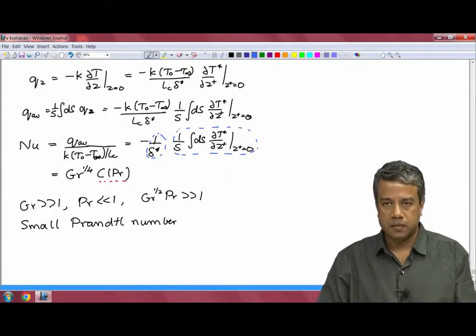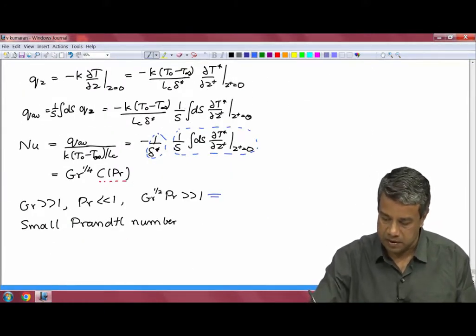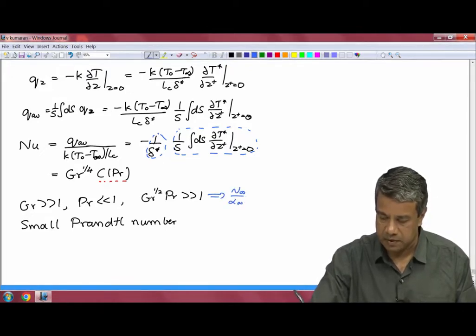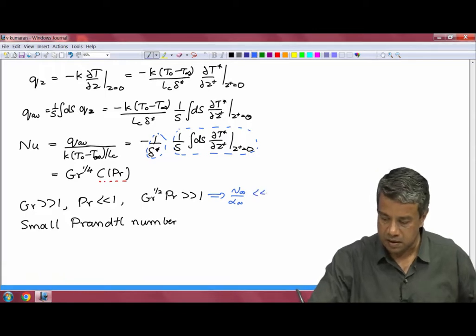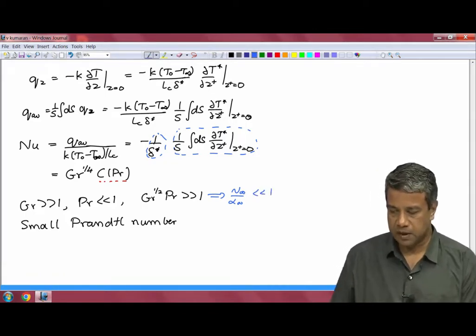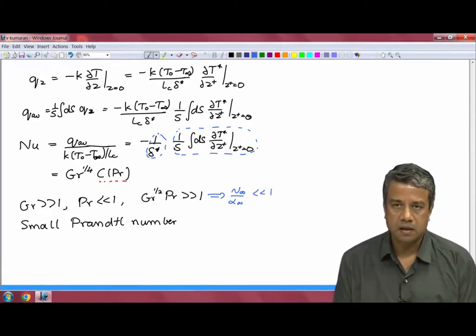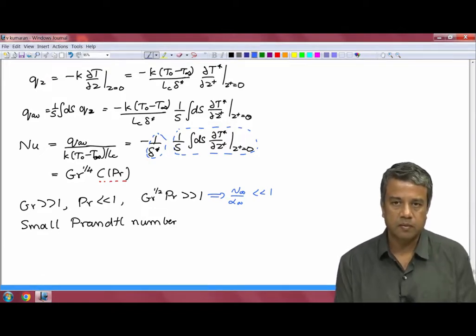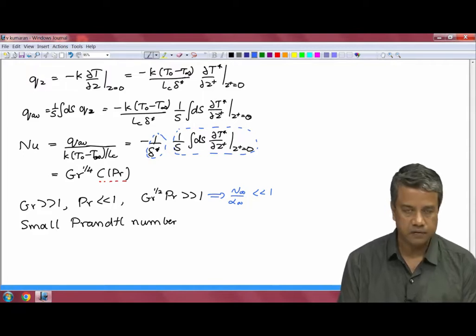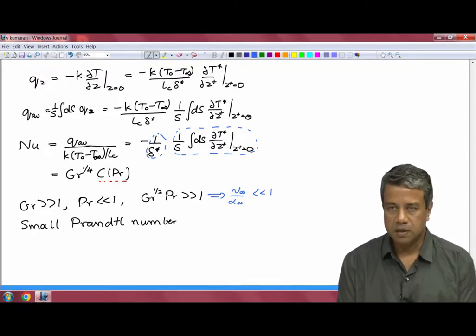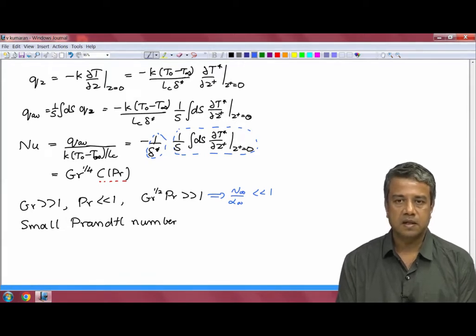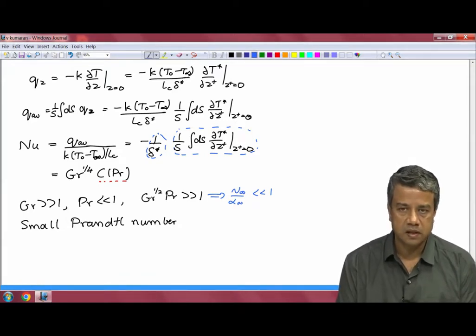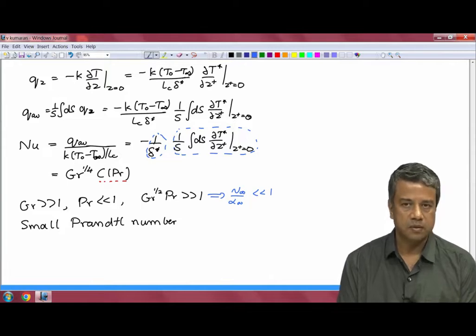What does it mean for the Prandtl number to be small compared to 1? It means that the kinematic viscosity divided by the thermal diffusivity, Cp mu by k, is small compared to 1. That means that the momentum diffusivity is much smaller than the thermal diffusivity. That means that momentum diffusion is much slower than thermal diffusion, and that leads to a much thinner boundary layer in comparison to thermal diffusion.